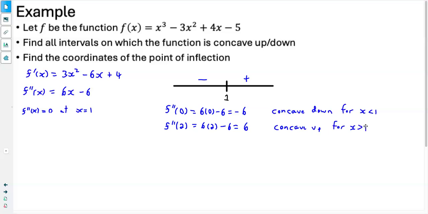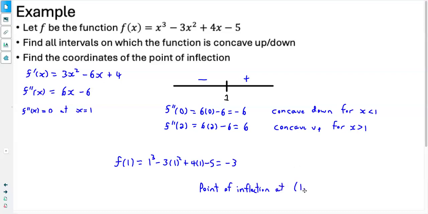Now we want the point of inflection. We know the x value of our inflection point, which is 1. We don't have the y value of it yet, though. So therefore, we'll just go back to the original function and substitute in 1. So we've got f of 1 is equal to 1 cubed minus 3 times 1 squared plus 4 times 1 minus 5. And that gives us negative 3. So we can say our point of inflection is at 1 comma -3.